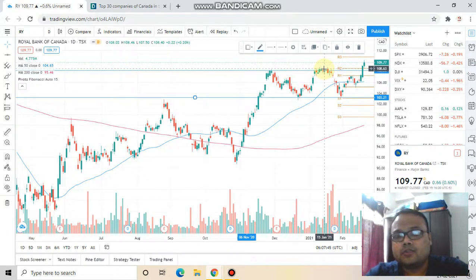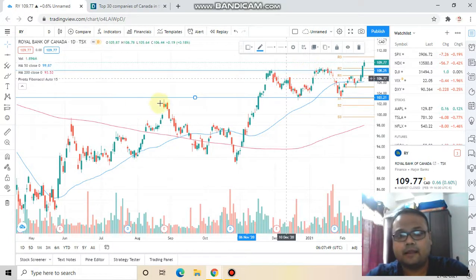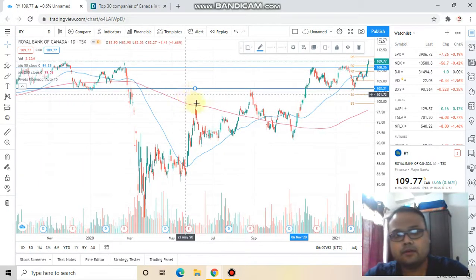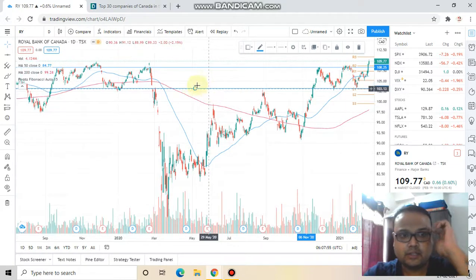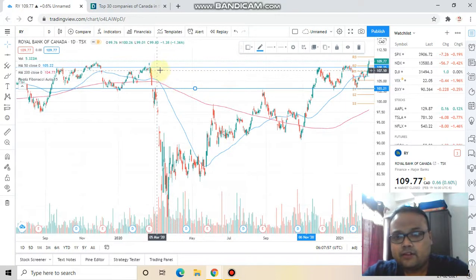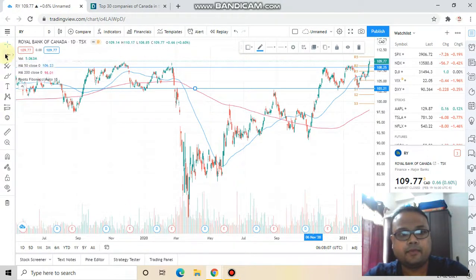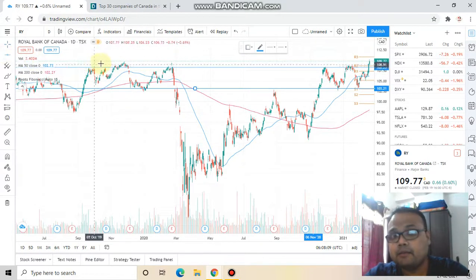So does it mean that this is the right time to invest? Let's find out. If I zoom out the chart, you can see that I am zooming out the chart. If I zoom out again, you see that the market has reached this particular level on 18 November last year, and price has memory.